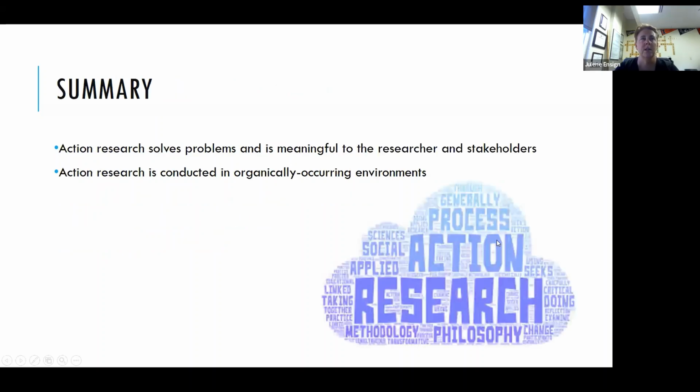So just in summary, this is a short one. Action research helps solve a problem. It's meaningful to both the researcher and the stakeholders. So it's something that's going to make a difference. And usually it's conducted in organically occurring environments. So just in the normal course of somebody teaching in a classroom, or the normal course of somebody teaching within a school district, or the kinds of things that a teacher's already involved in. This isn't something new or novel, but we're solving problems that pop up along the way and using data that would already be existing.